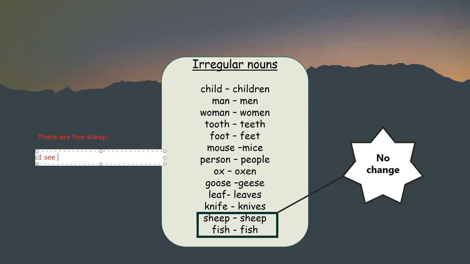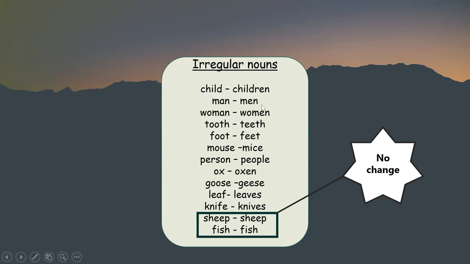So, I see a sheep on the farm. So that is singular, right? So this is the difference between singular and plural. You can see the numbers. This one is plural, and this one is singular because of a sheep. Are you clear? Okay. If there is no change in the word for singular and plural, you can look at the numbers and decide whether it is singular or plural. And you have to study these words by heart. There are no rules for them.